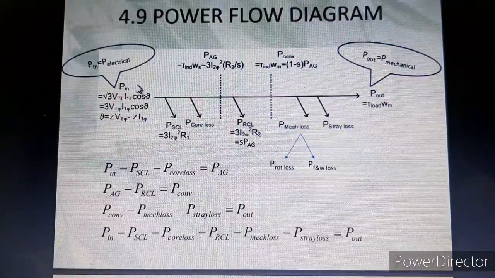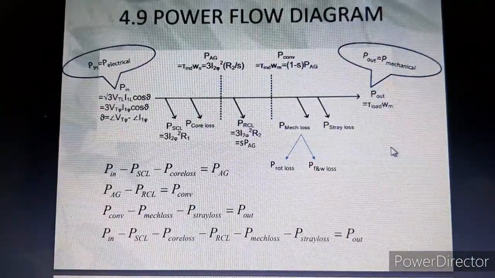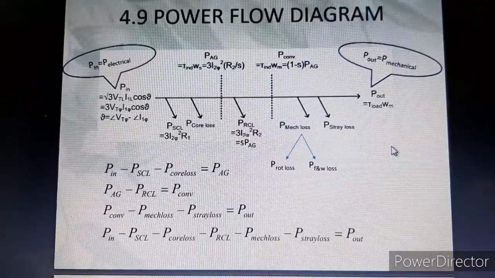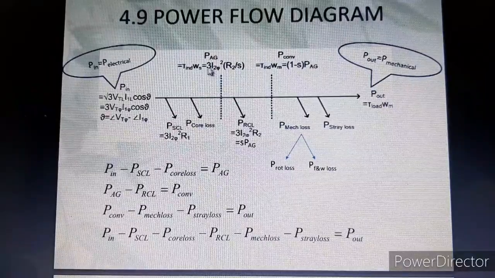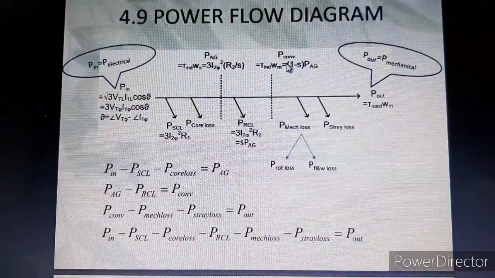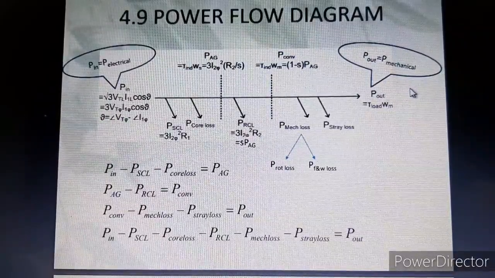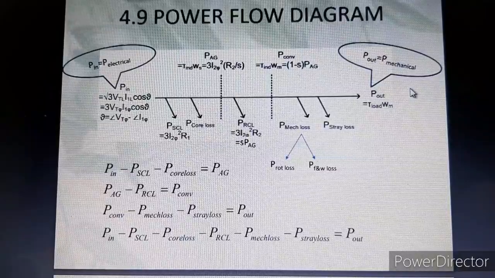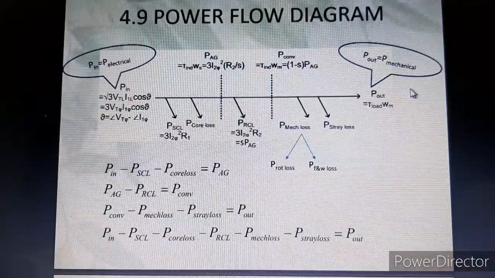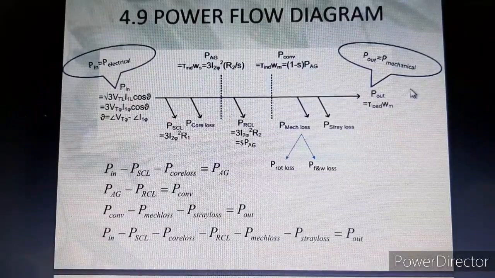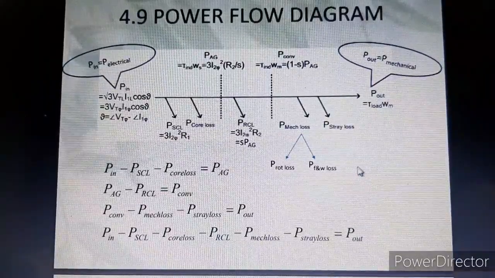But to avoid confusion, I suggest my students to just use one way, and then just write whatever equation you have. For example, P in minus P SCL minus P core equals P air gap. Then P air gap minus P RCL equals P converted, and then P converted minus P mech minus P stray equals P out. Then write down the mathematical equation. Then if you want to rearrange mathematically, you move the right side to the left side, minus becomes plus, plus becomes minus. That is just mathematics. Okay, no need to confuse yourself.